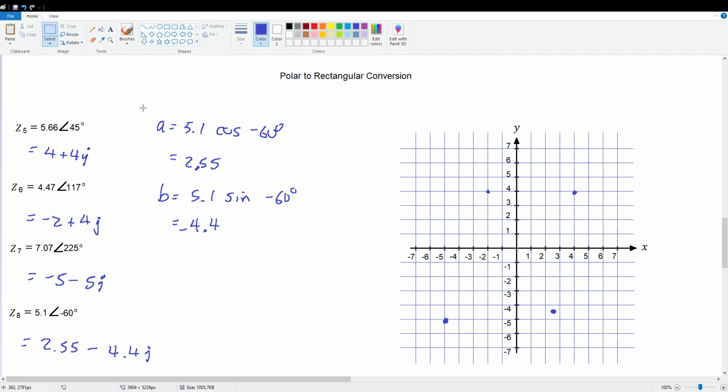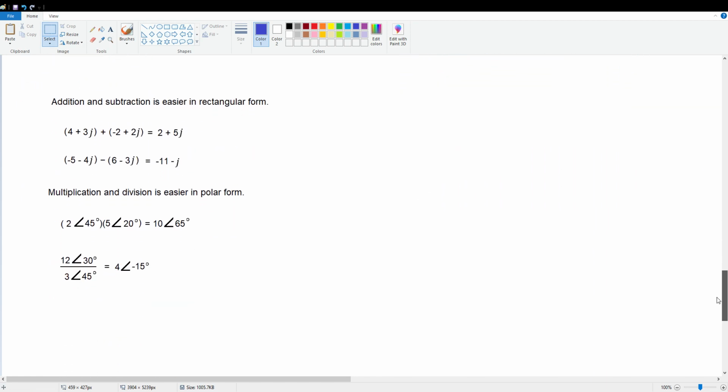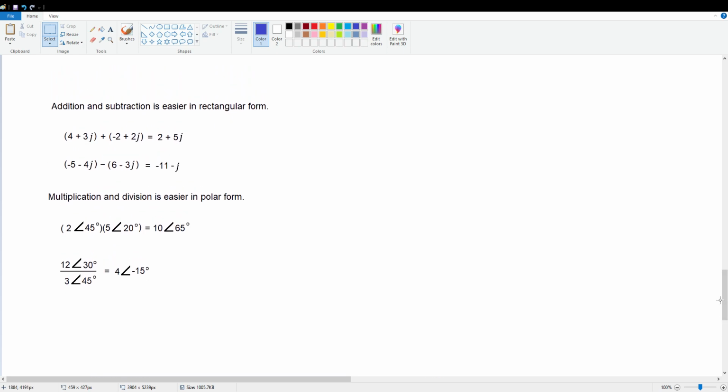And we're closing in on the end of the video. There's just a few more things I wanted to mention. Why do we bother converting from one form to the next? Well, addition and subtraction are easier in rectangular form. So for example, if we have 4 plus 3j plus negative 2 plus 2j, we just add the real parts. 4 plus negative 2 is 2, and 3 plus 2 is 5. So we just add like parts to get the resulting sum.